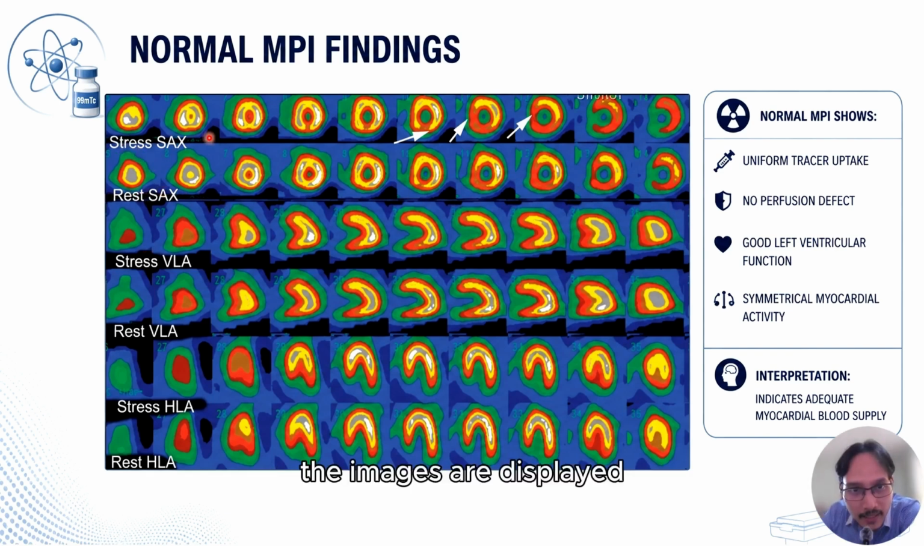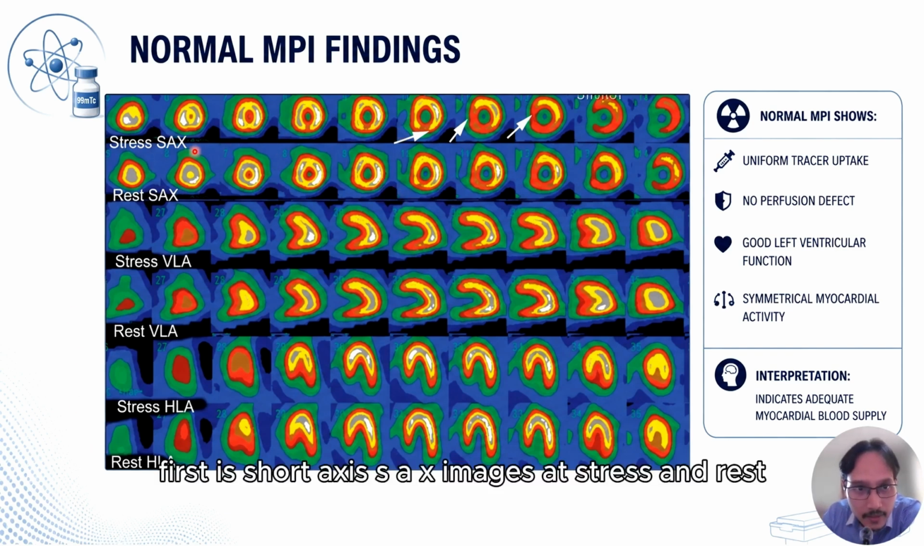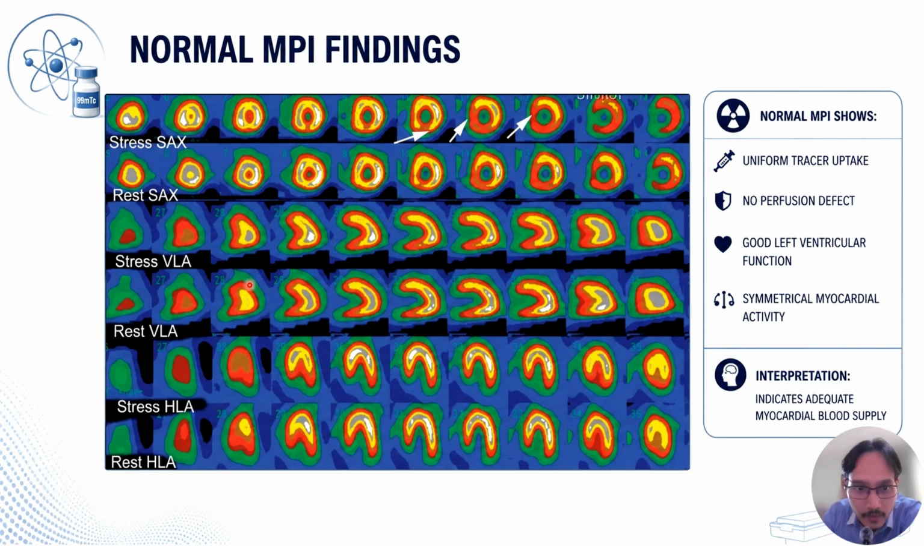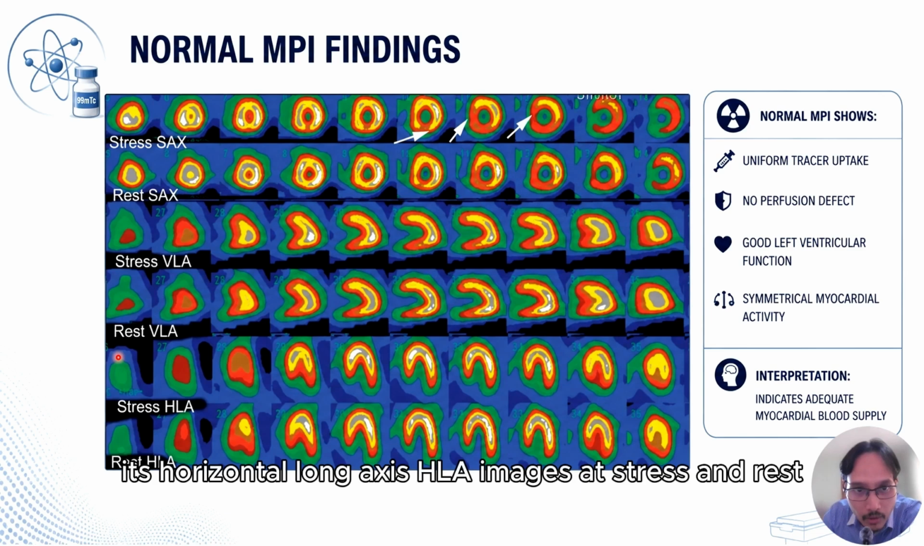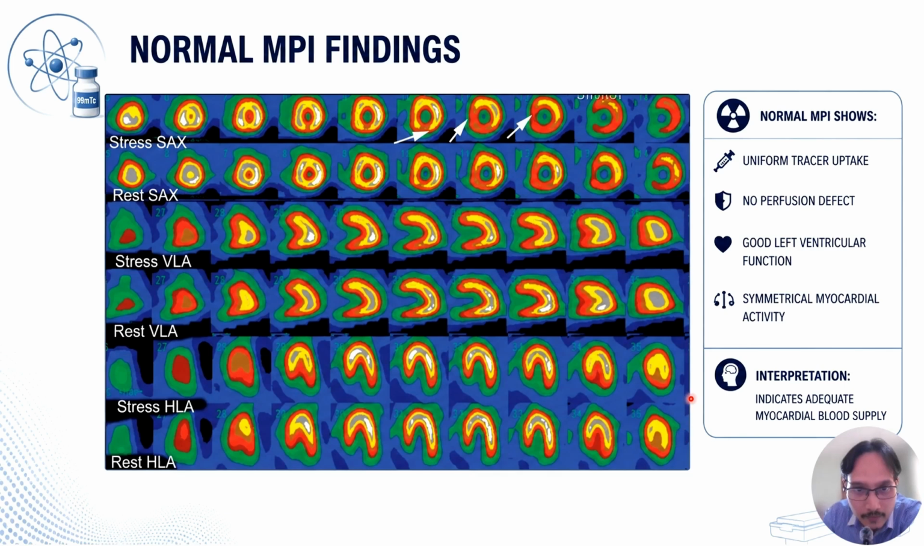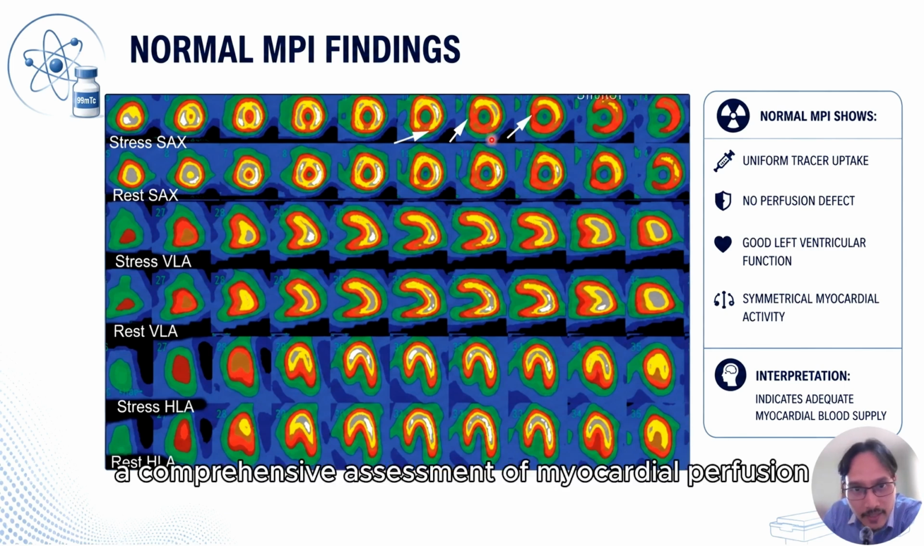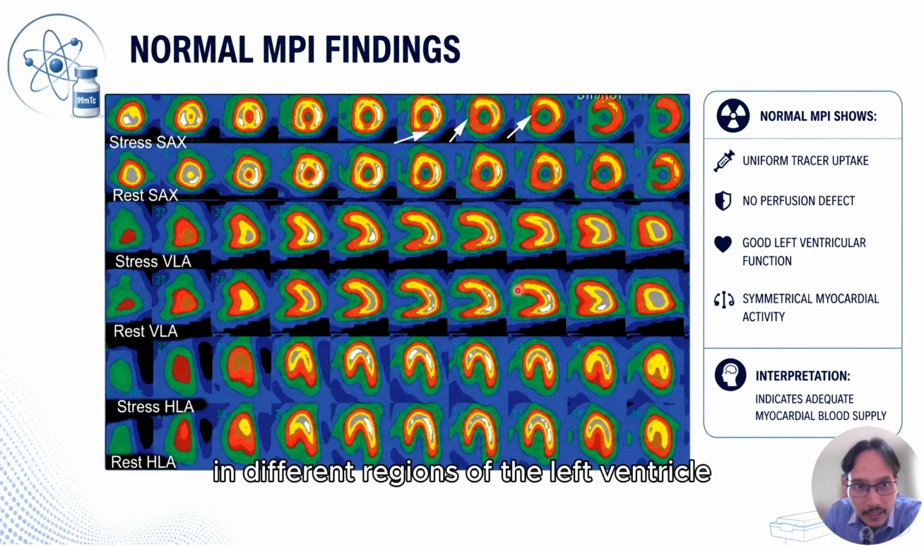The images are displayed in three standard cardiac planes. First is short axis, SAS, images at stress and rest. Second is vertical long axis, VLA, images at stress and rest. Finally is horizontal long axis, HLA, images at stress and rest. This view allows a comprehensive assessment of myocardial perfusion in different regions of the left ventricle.